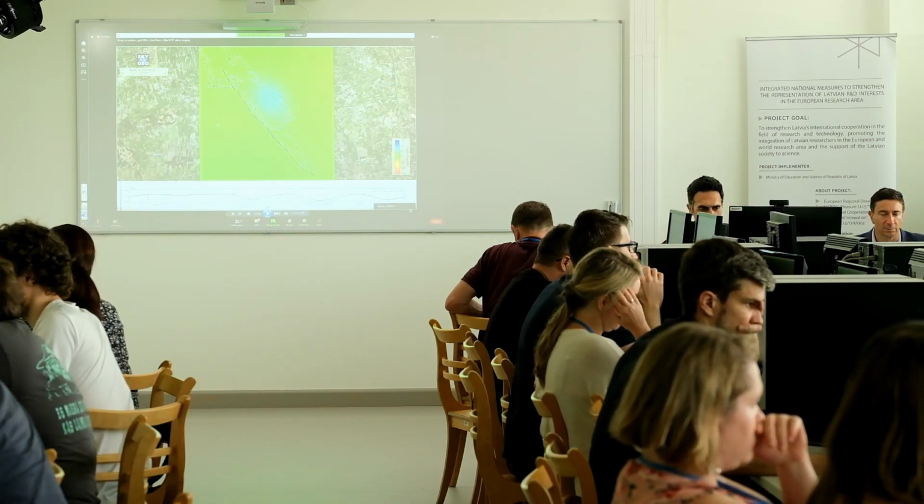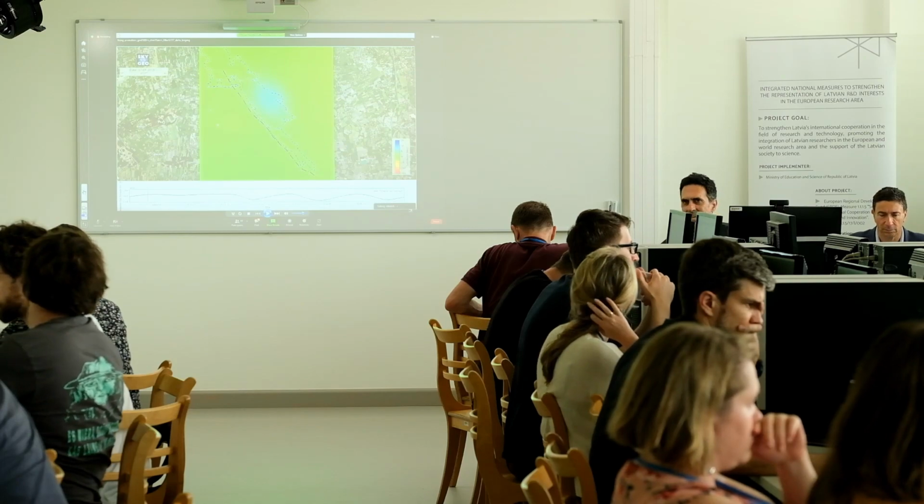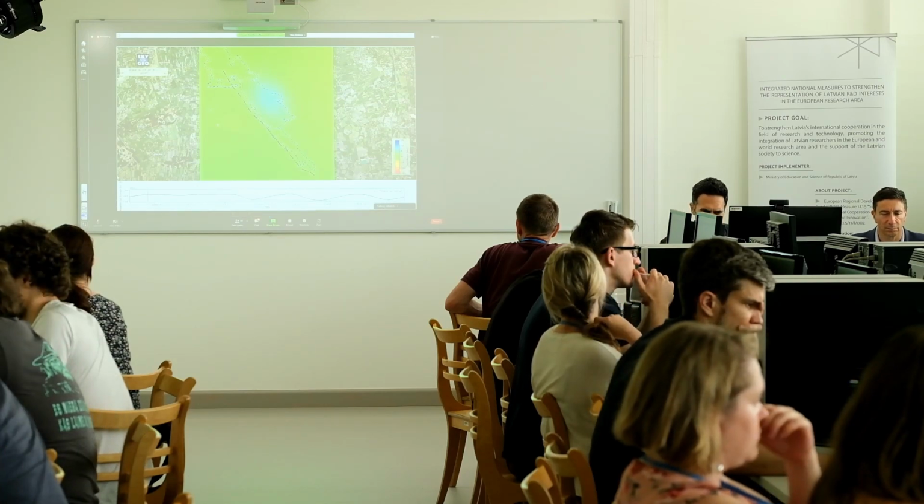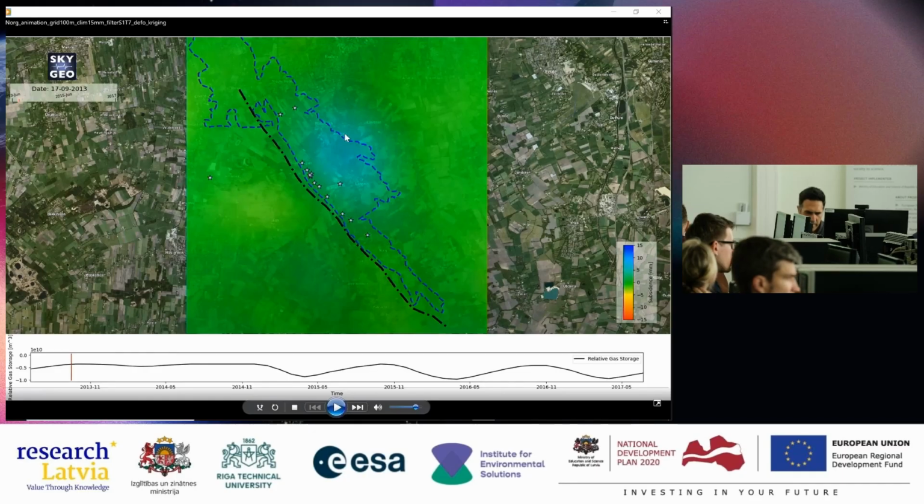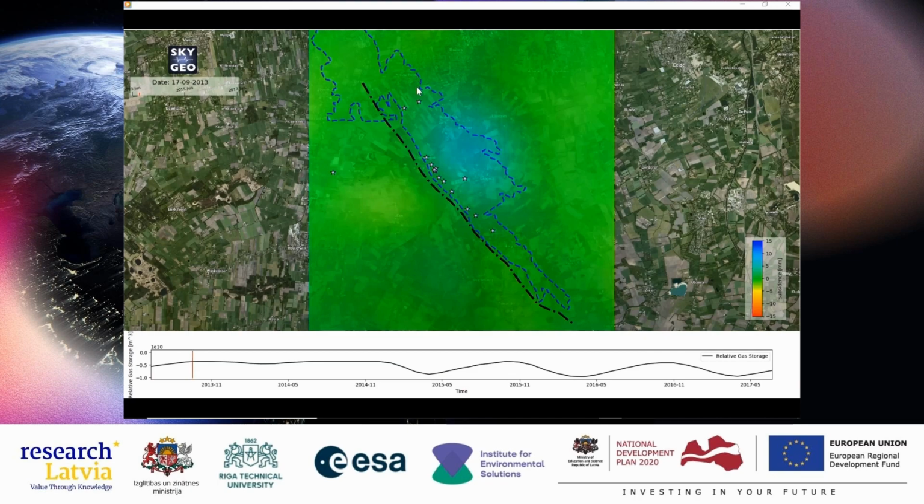Okay, so what is on the screen now is about this underground gas storage, which some of you were interested in. This is an underground gas storage in the Netherlands. What you see here is the outline in blue of the location where the gas is injected and produced in the winter. And the little stars here are injection and production wells, where the gas is produced.